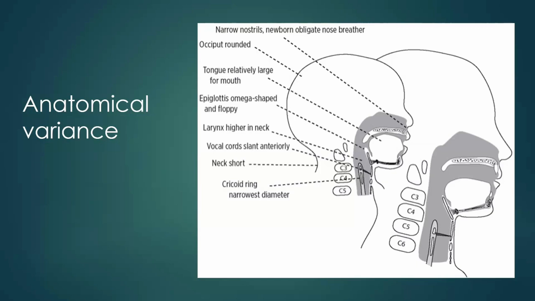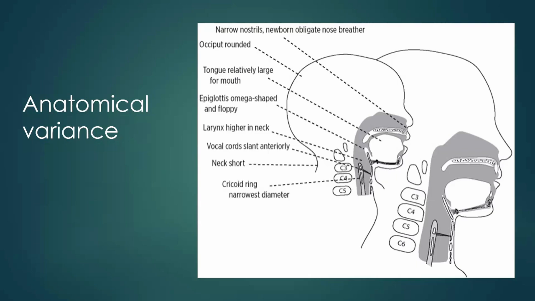So we have a picture on the right. You can physically see just the change in shapes itself, but important things for us to remember is firstly that newborns themselves are obligate nose breathers. They have very narrow nostrils as well. You've got limited space to work with. The occiput is very rounded, often resulting in flexion at the neck of these patients, making our view sometimes a bit difficult. The tongue is relatively large for the mouth. The epiglottis is omega shaped. It's quite floppy. It's a lot larger as well.